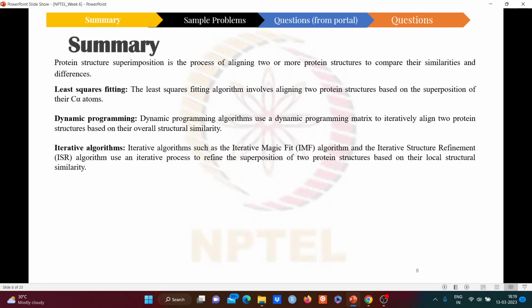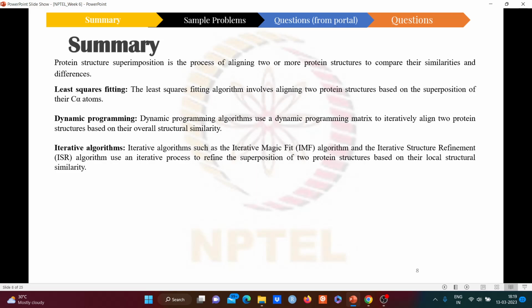Next is the dynamic programming algorithm, which uses a dynamic programming matrix to iteratively align two protein structures based on their overall structural similarity. This algorithm can handle more complex structural differences between proteins than the least square fitting algorithm, but may be slower and computationally intensive.